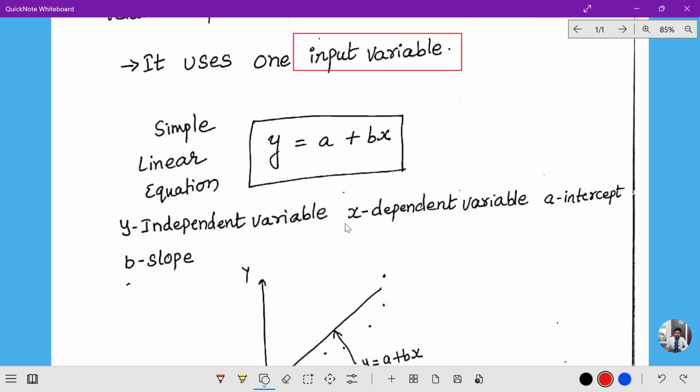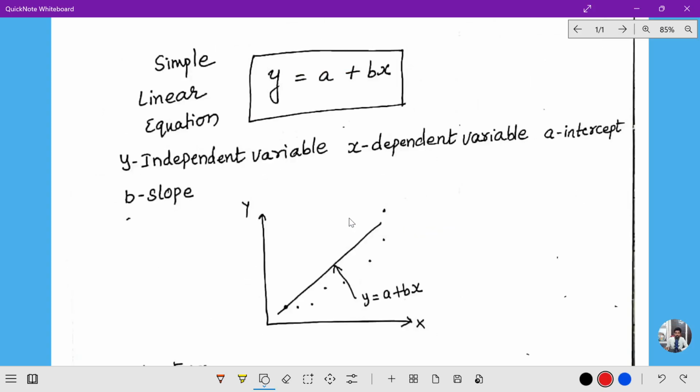Let us see the equation for simple linear regression: y = a + bx. This is the linear regression equation, so remember this. What is the meaning of each symbol? Y is called the dependent variable, x is called the independent variable, a is called the intercept, and b is called the slope.